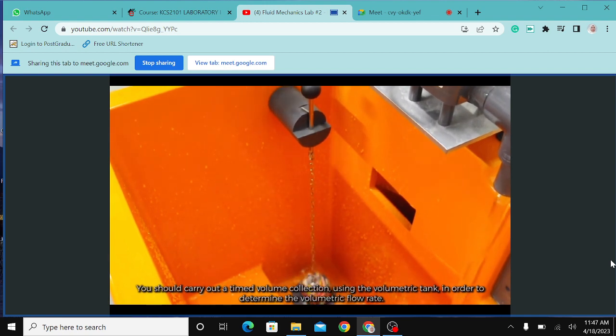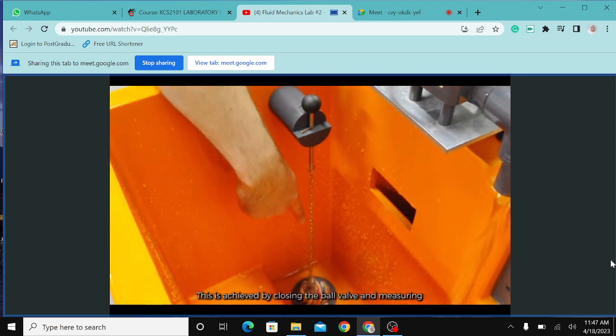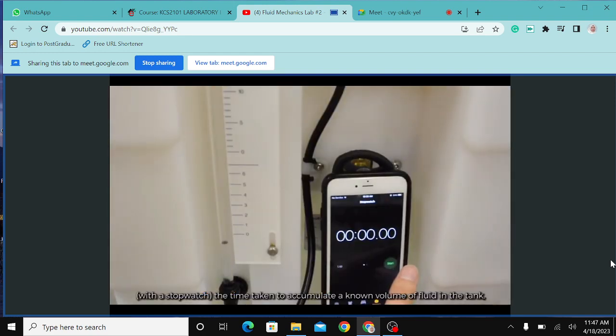You should carry out a timed volume collection using the volumetric tank in order to determine the volume flow rate. This is achieved by closing the ball valve and measuring with a stopwatch the time taken to accumulate a known volume of fluid in the tank, which is read from the sight glass.